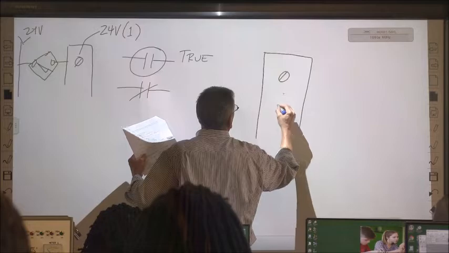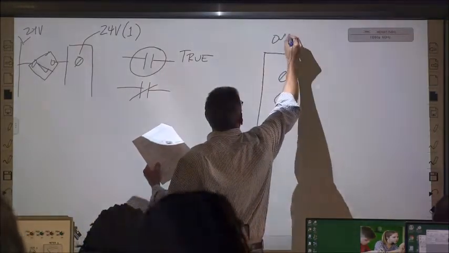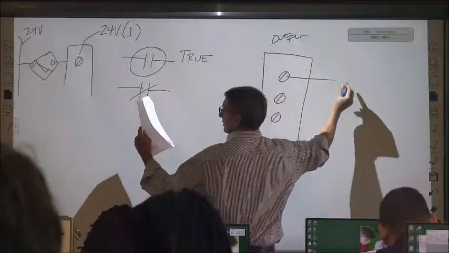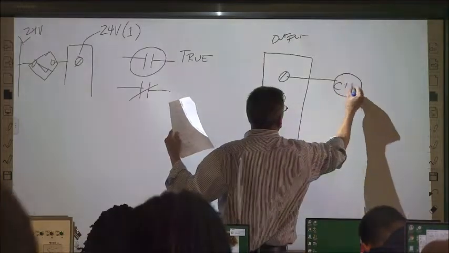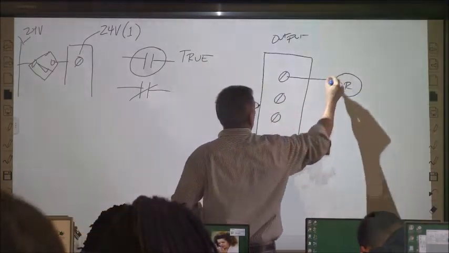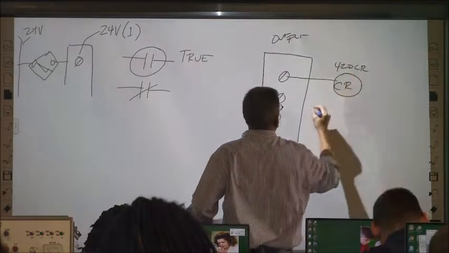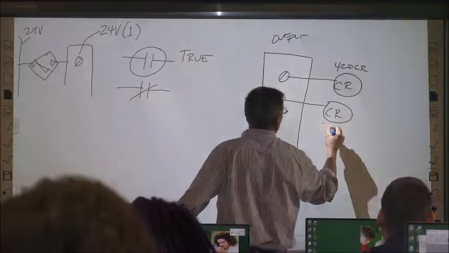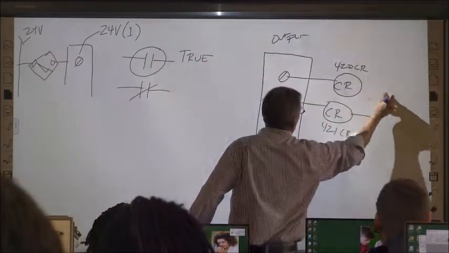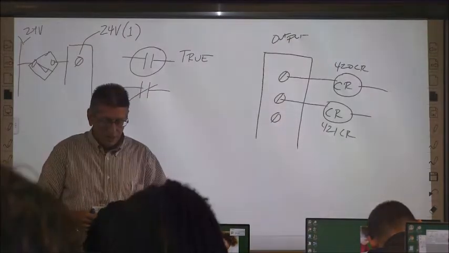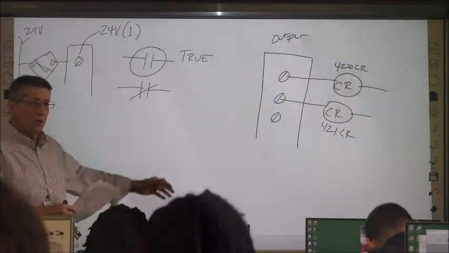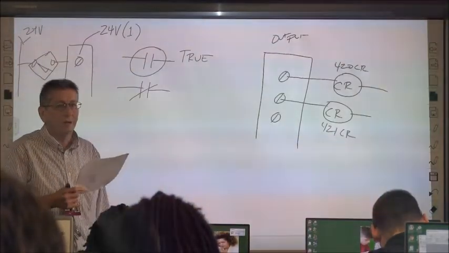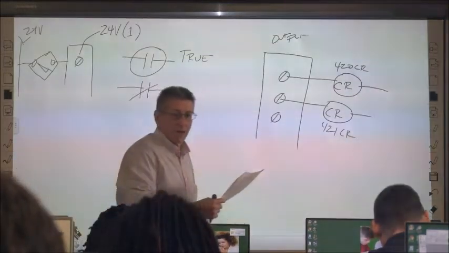So it's wired up like this. This is an output. And so I'm just going to do this control relay, 420 CR. Whatever this one is, 421. Yeah, so where are all the loads connected to? Where are the output devices connected to on the drawing? They're connected to common, aren't they? Okay.